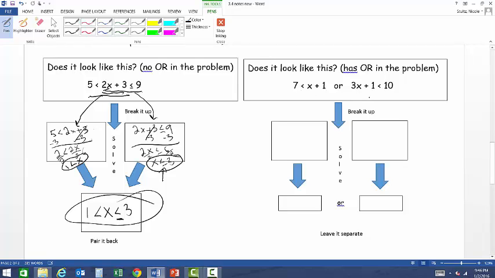Now the second one's going to be easier because of the word or. The problem's already broken up. You just need to make sure you put or in your answer, which I've already done for you in this case. So let's recopy each problem in the box. And then we're going to go ahead and solve this.